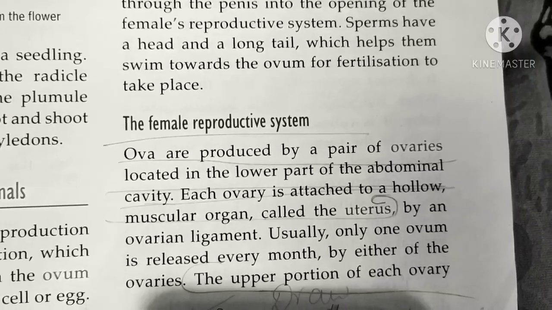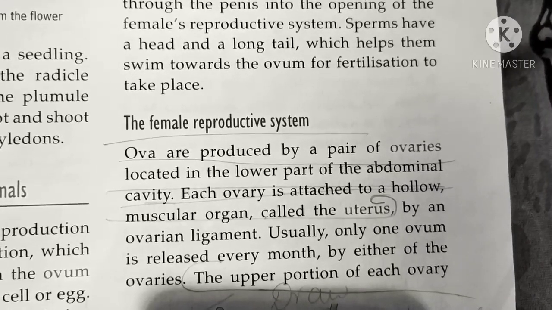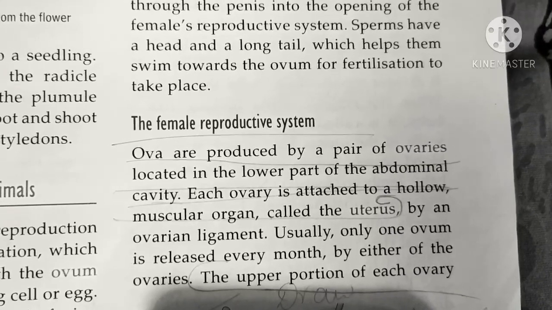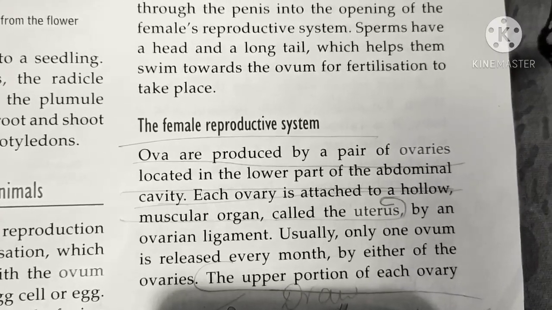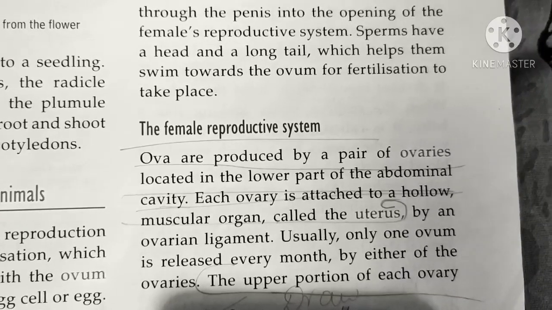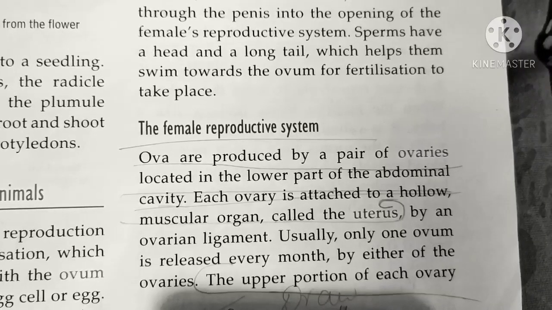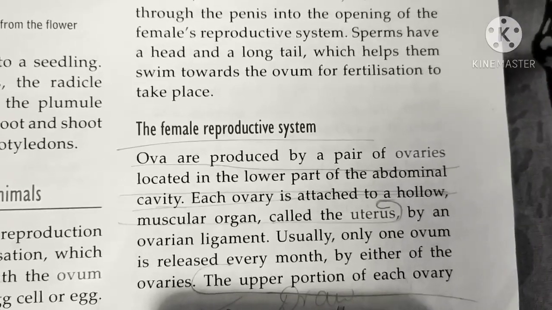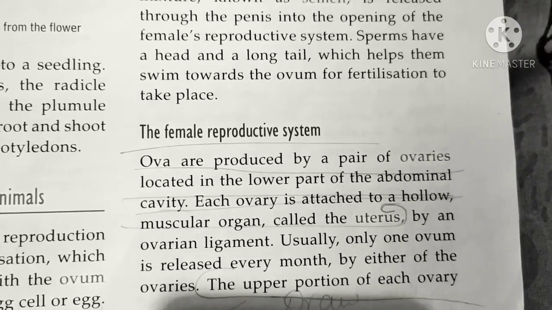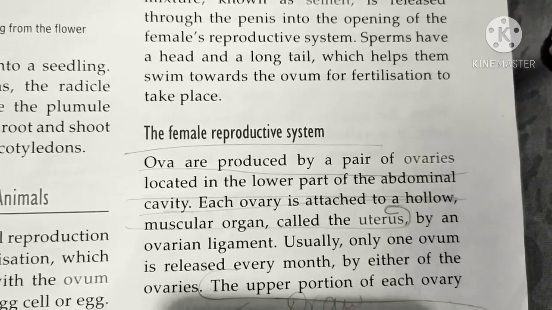Ova are produced by a pair of ovaries located in the lower part of the abdominal cavity. Each ovary is attached to a hollow muscular organ called uterus by an ovarian ligament. Usually only one ovum is released every month by either of the ovaries.